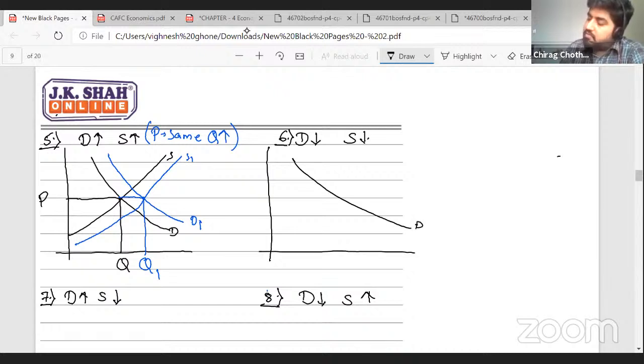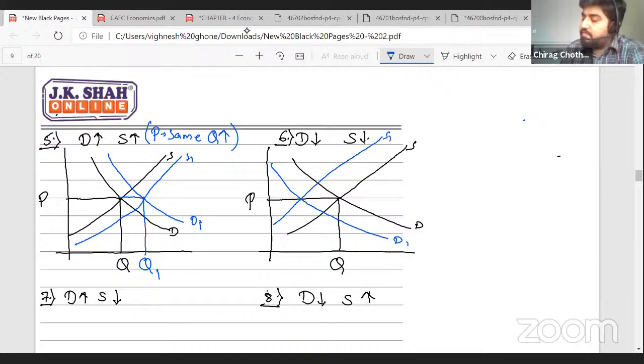This is our demand curve D, this is our supply curve S, this is our equilibrium quantity Q and equilibrium price P. Now demand decreases. Demand decreases, that means the demand curve will shift towards the left. So this will be my new demand curve, guys, D1. Supply curve decreases in the same proportion. So this is my new supply curve, S1, right? So look at the new equilibrium price and equilibrium quantity. It is this one, right?